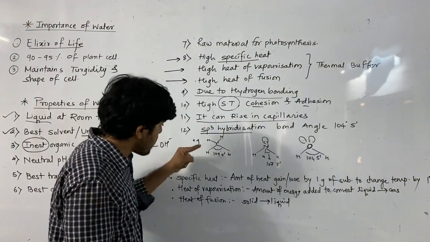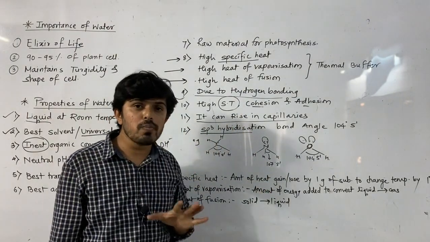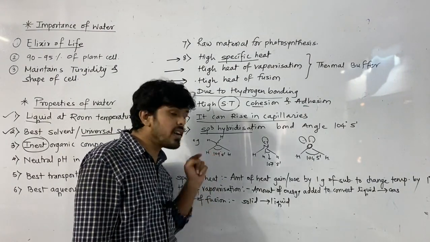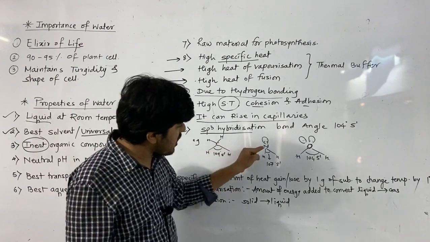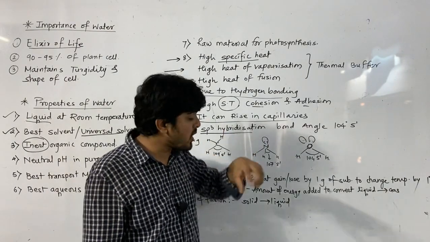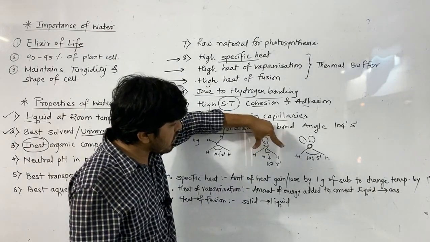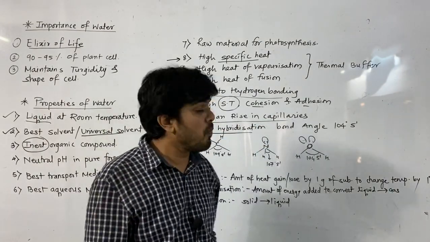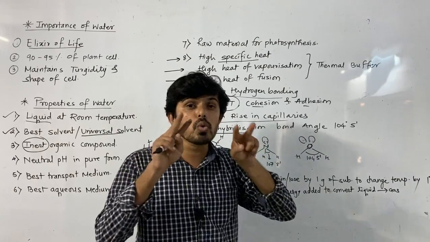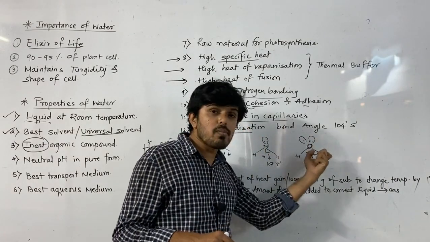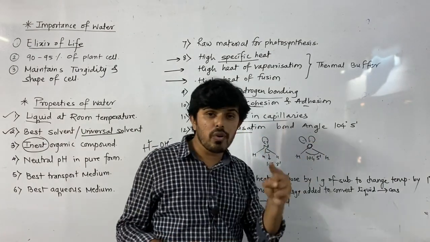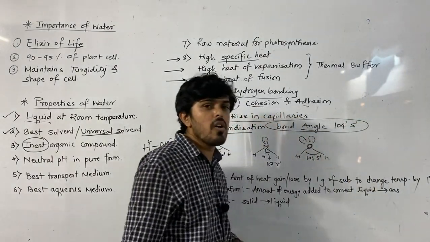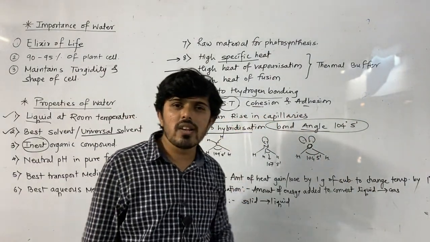See the difference. Methane does not have a lone pair of electrons, so the bond angle between hydrogens is 109 degrees 5 minutes. If you take ammonia, ammonia has 1 lone pair of electrons, hence the bond angle is a little bit reduced, that is 107 degrees 8 minutes. But in case of water, there are two lone pairs of electrons, hence the bond angle is reduced to 104 degrees 5 minutes. So the bond angle of water is 104 degrees and 5 minutes. So this bond angle is also important.